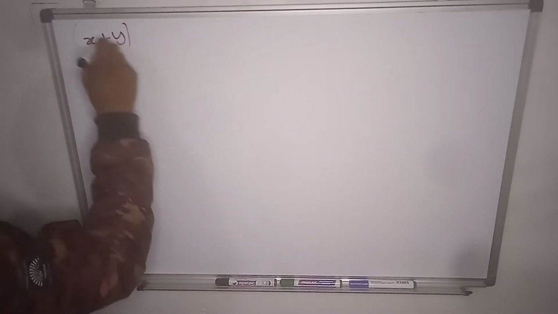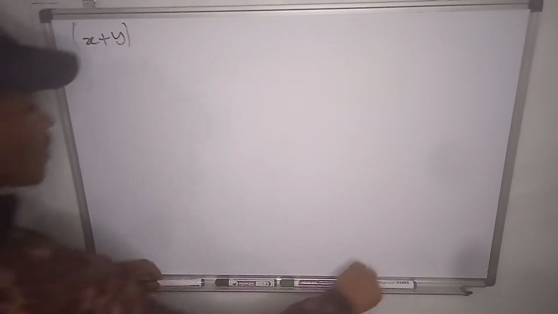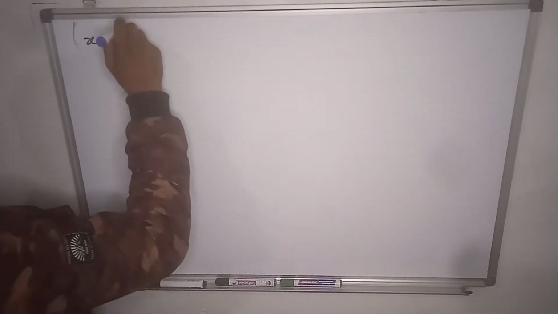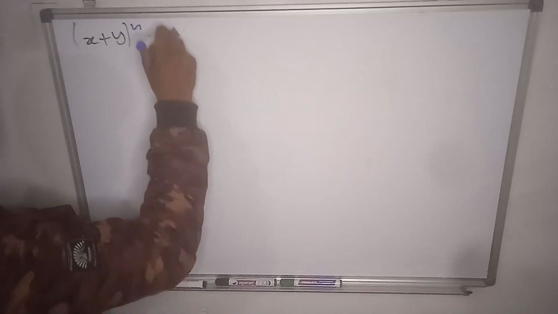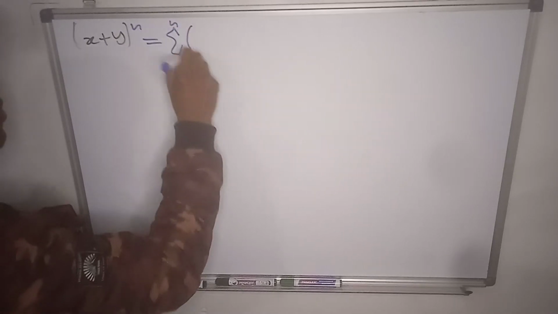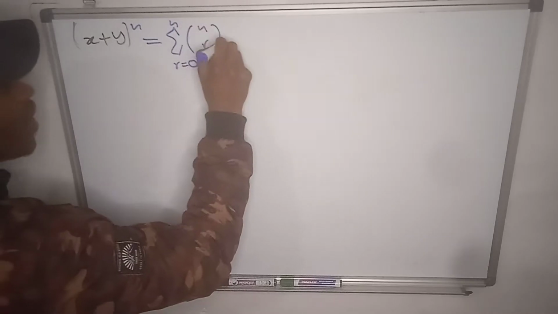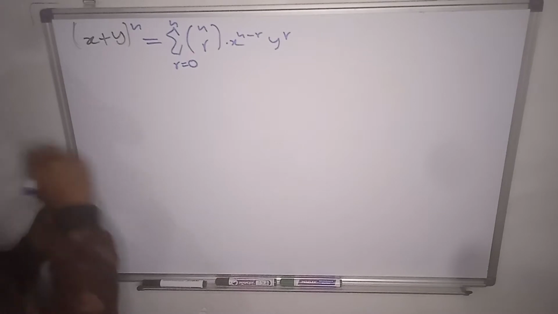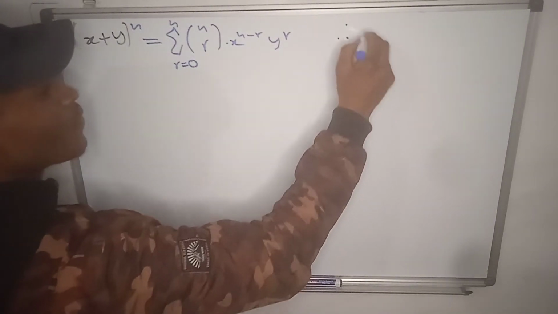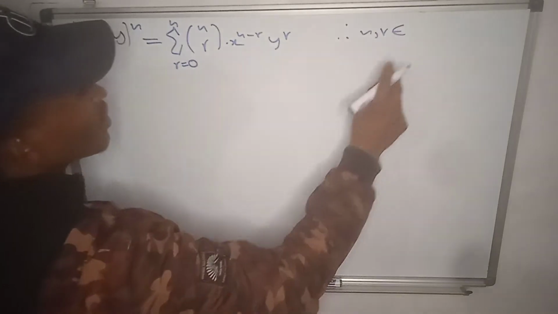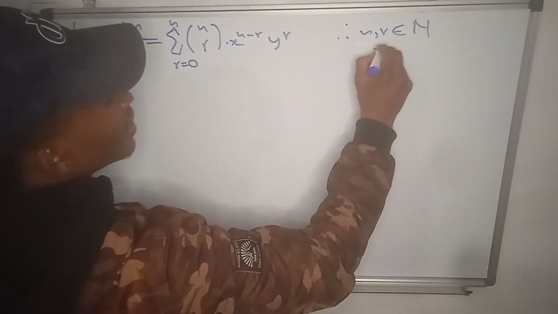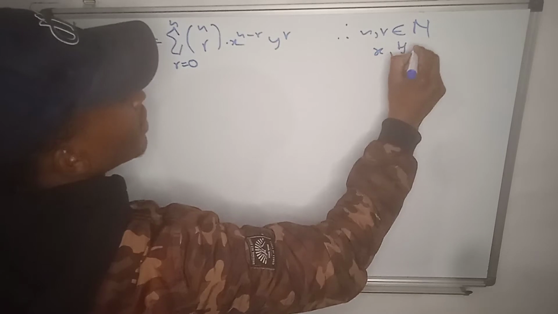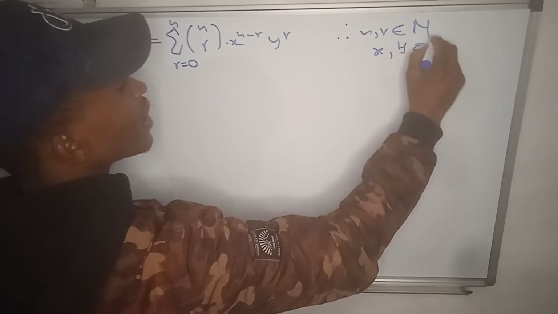Without any further ado, let's get into the content. Suppose that you are given an expression like this, (x + y) to the power n. This can be written as the summation from r = 0 to n of n combination r multiplied by x^(n−r) y^r, according to our binomial formula, whereby n and r are elements of natural numbers and x and y are elements of real numbers.